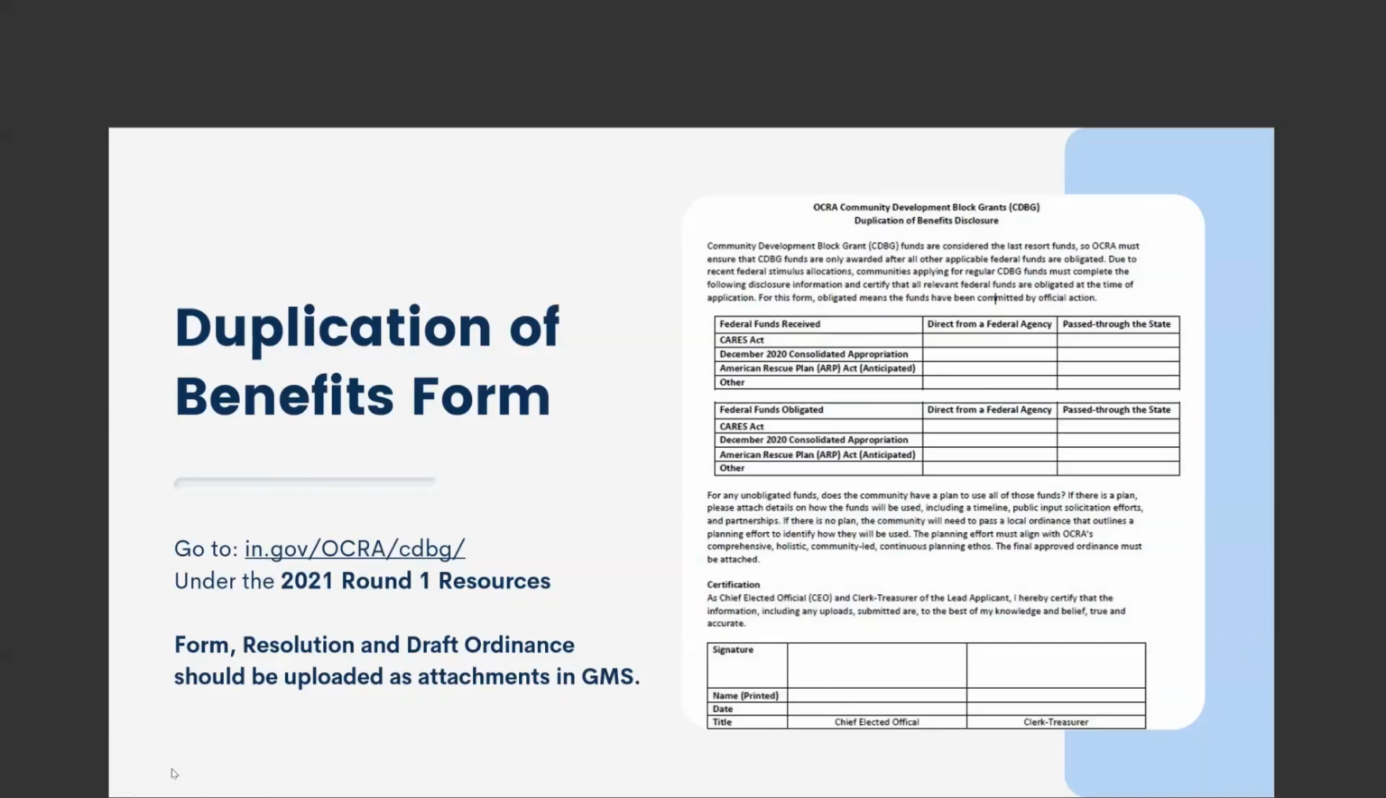The form is available with all of the other 2021 round one resources on the main CDBG page, which can be found at in.gov/OCRA/CDBG.